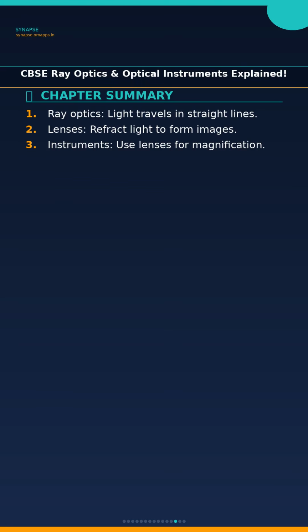To summarize, ray optics describes light as rays. Lenses refract light to form images. And optical instruments use lenses and mirrors to magnify or enhance vision.